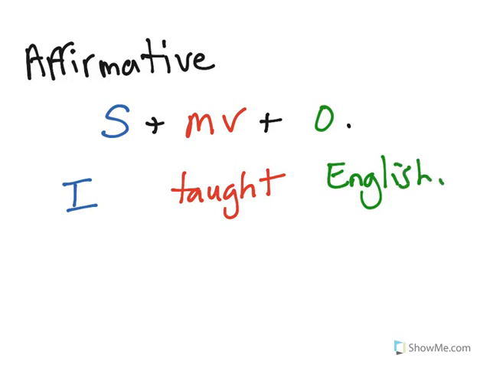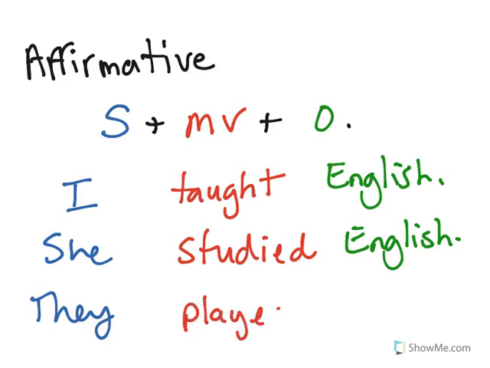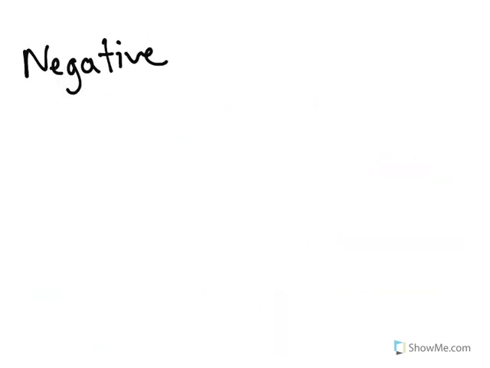Or I might say something like she. Then studied is a regular verb, so studied, I just add ed. She studied English. Okay. Do one more example. They, how about they play? Play is another regular verb. I just add ed, they played soccer. Okay. Subject, main verb, object, no helping verb, in the affirmative for simple past.